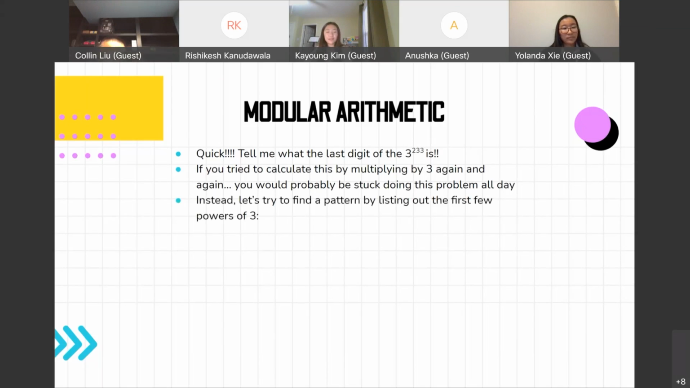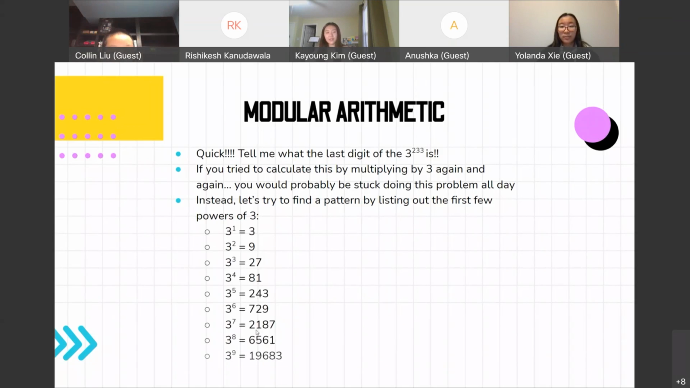And we're going to list out the first few powers of 3. So 3 to the first is just 3. 3 squared is 3 times 3, that's 9. 9 times 3, 3 cubed, that's 27. 27 times 3 is 81. 81 times 3 is 243. 243 times 3 is 729, then 2,187, and so on. So I listed out the first 9.